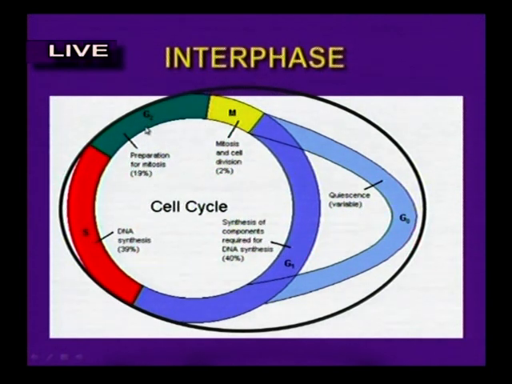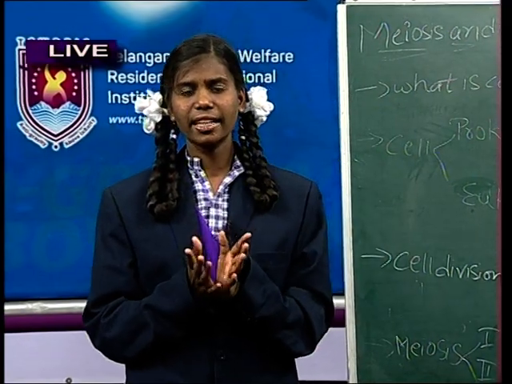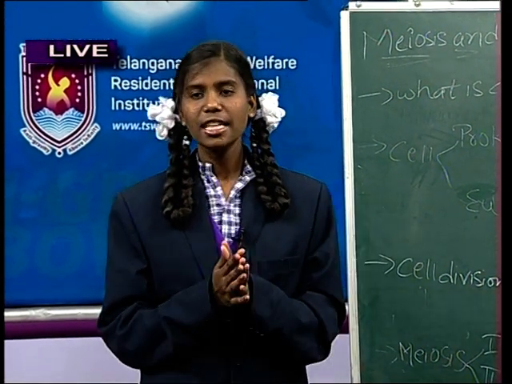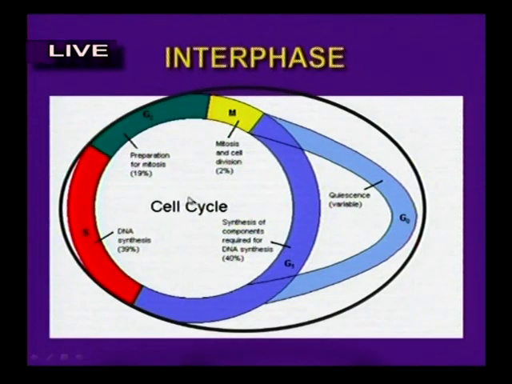So, what happens in these three phases? Let us discuss this, friends. Here is growth 1. Friends, are you following me? Growth 1 is a very active phase. In growth 1, the cell synthesizes proteins, enzymes and structural proteins. In G1, each chromosome consists of a single linear molecule of DNA. This is growth 1.